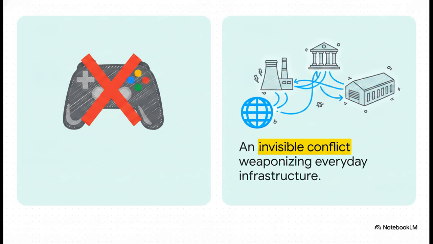The harsh reality? It's an invisible, highly asymmetrical conflict. And the most crucial takeaway here is that everyday civilian infrastructure, the stuff you and I use daily, is the actual target. The battlefield completely shifts over to our global network architecture. The invisible lines connecting our power plants, our banks, our grocery supply chains become the ultimate front lines.